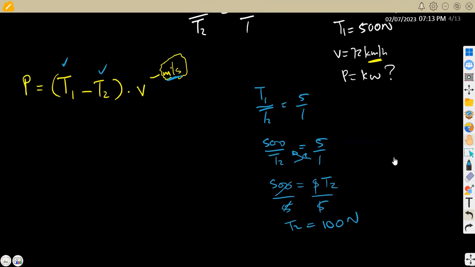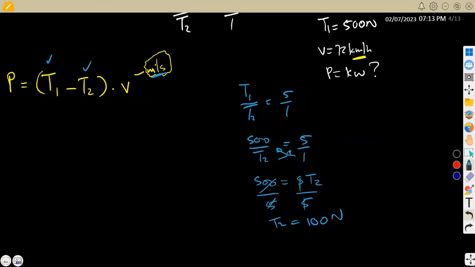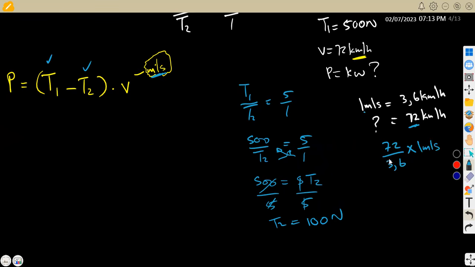How do you convert? From our formula sheet, we are given the formula to convert. 1 meter per second is equivalent to 3.6 kilometers per hour. Here we've got 72 kilometers per hour. So how do I convert this to meters per second? It's now up to you from your mathematical calculations. You need 72 on top, so it's 72 over 3.6 multiplied by 1 meter per second. If you divide properly, we are going to obtain 20 times 1, which is 20 meters per second. So we have our velocity in meters per second.